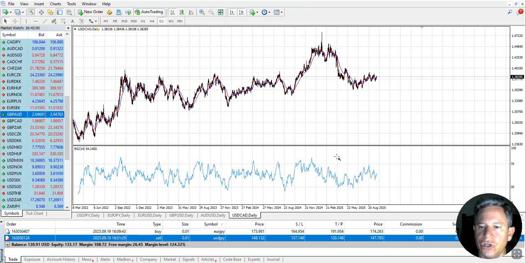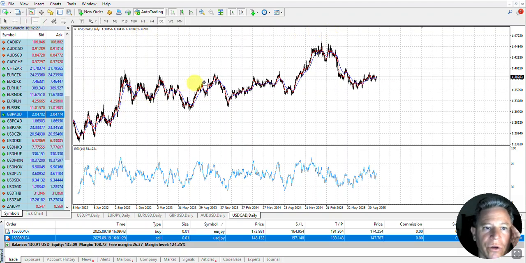I wanted to just show y'all a cool little tool that I use called the Andrews Pitchfork. A mentor of mine taught me this. He's a tape reader, loves price action, and he just looks at charts and marks them up. The first step is looking at highs and lows, so you want to map out the chart.